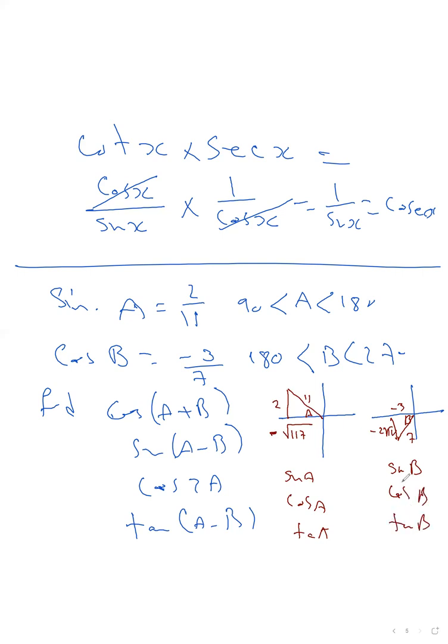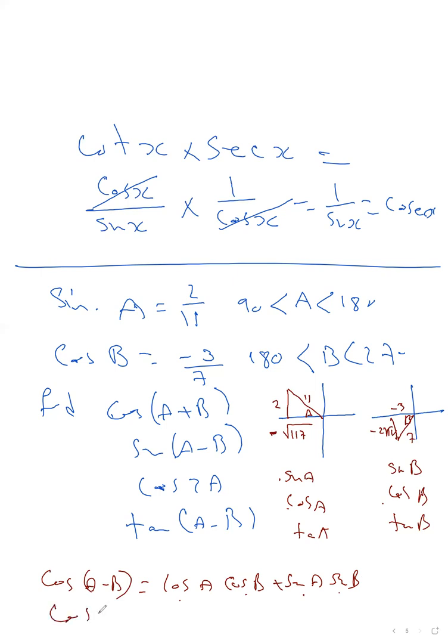After you find sine A and sine B and tan B and the trigonometric functions of A, use the formulas. For example, cosine A minus B is cosine A cosine B plus sine A sine B. You have to know the formula. And substitute cosine A from this one, cosine B from this one, sine A from this angle, sine B from this angle. Okay?